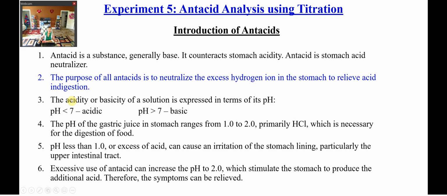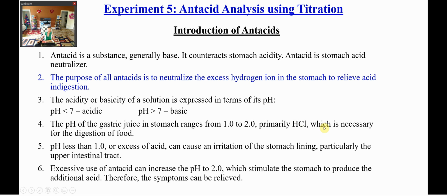The purpose of all antacids is to neutralize the excess hydrogen ions in our stomach to relieve the acid in digestion. When you discuss acid or base, normally you can use the pH value to represent it. If pH is 7, we consider it neutral. If pH is smaller than 7, everybody knows it's acidic. Otherwise, pH bigger than 7, you consider it basic. The pH of the gastric juice in our stomach ranges from 1.0 to 2.0. Actually, it's 2 plus or minus 1. So you can say 1 to 2, primarily hydrochloric acid.